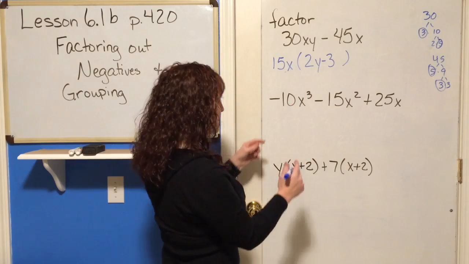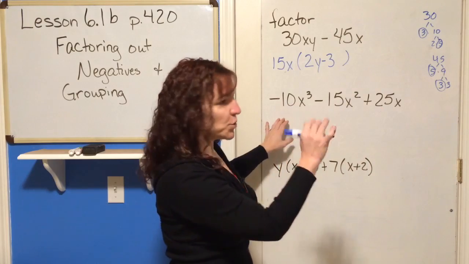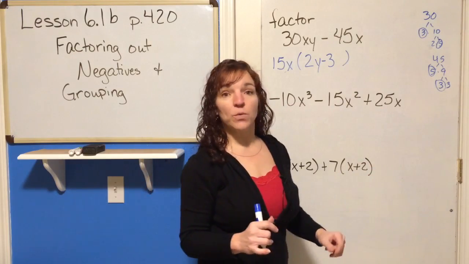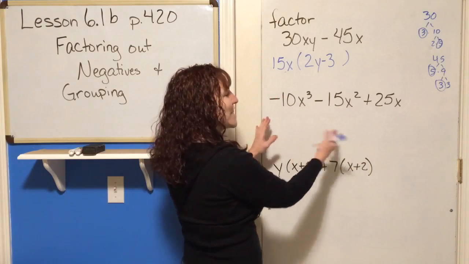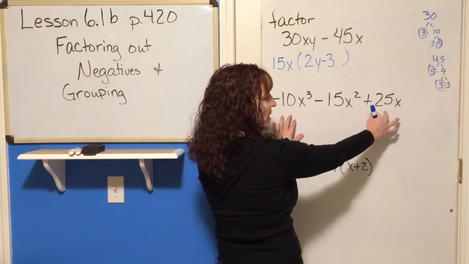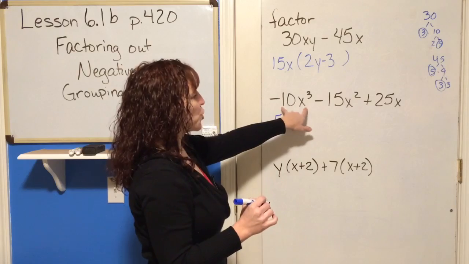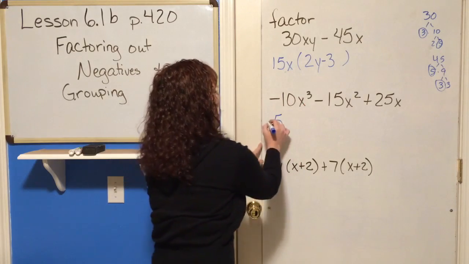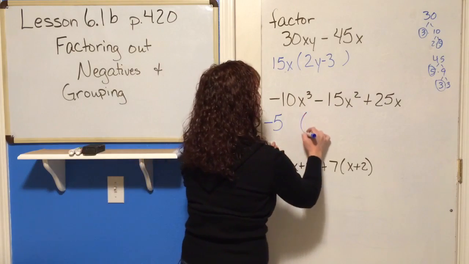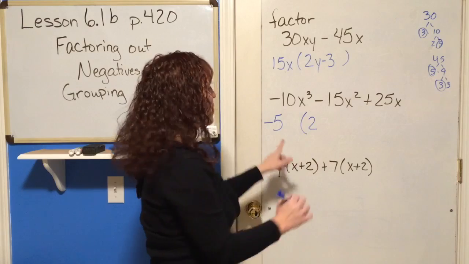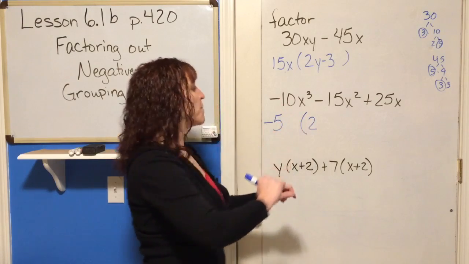Okay? Let me show you what I mean. Between 10 and 15 and 25, hopefully you can see immediately without doing the trees that 5 is in common with each of these. This is 5 times 2, 5 times 3, and 5 times 5. All right, so we're going to take 5 out of each of these constants, but we want to keep this first term positive. So we want to take a negative 5 out of there, all right? So that what's left is a positive 2, all right? Negative 5 times a positive 2 gives you the negative 10. So far, so good? All right.